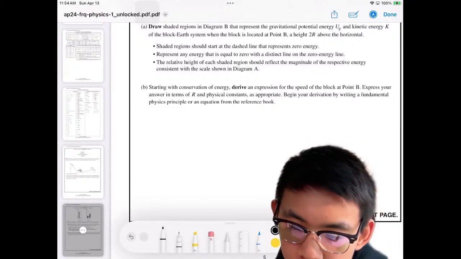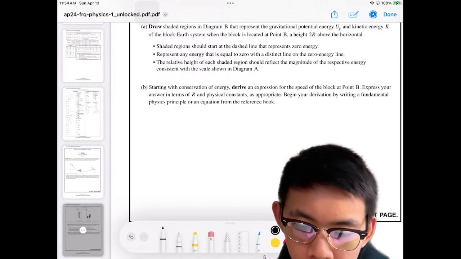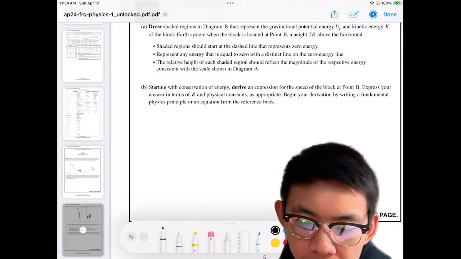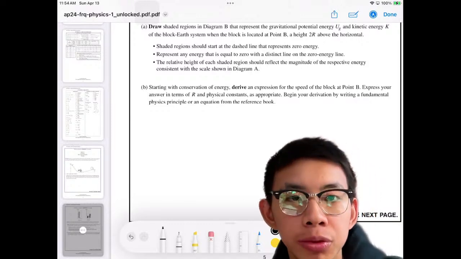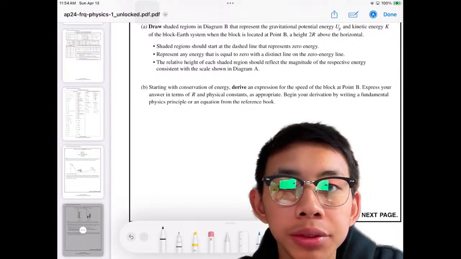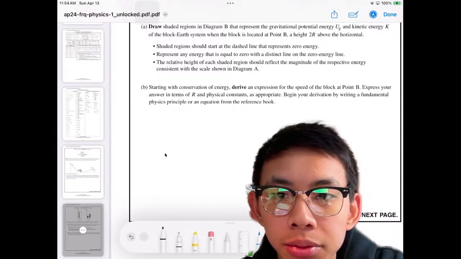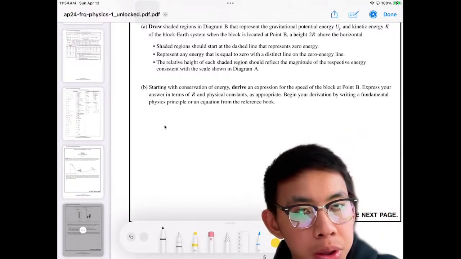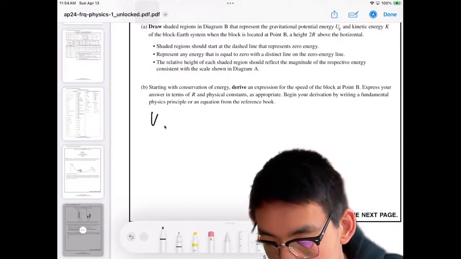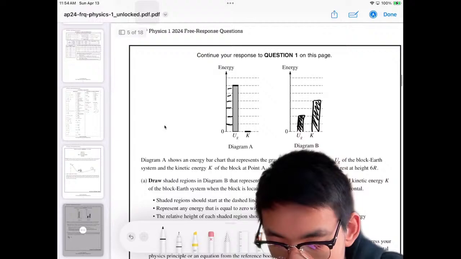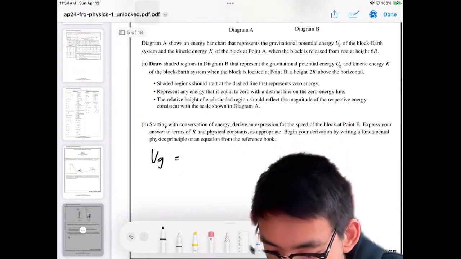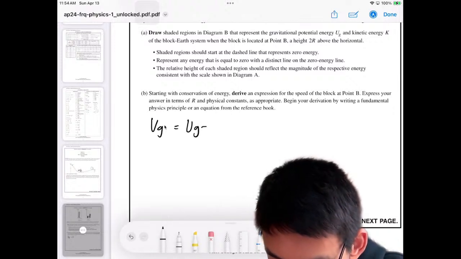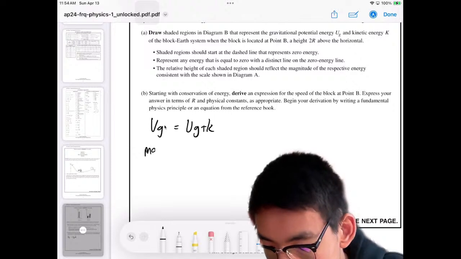Starting with energy conservation, derive an expression for the speed of the block at point B. Express your answers in terms of r and physical constants as appropriate. Begin your derivation by writing a fundamental physics principle or an equation from the reference sheet. Okay, so I'm going to start with conservation of energy. I have UG over here from point A, and from point B I have UG and K as well. So UG plus K.